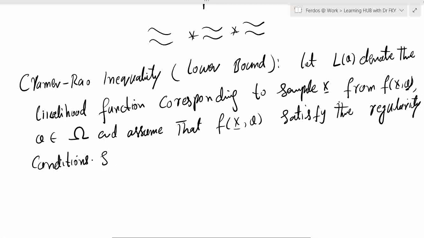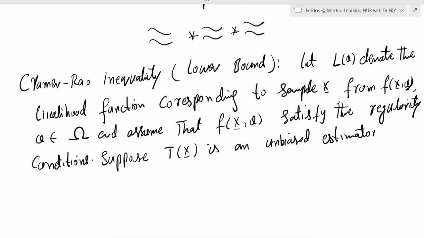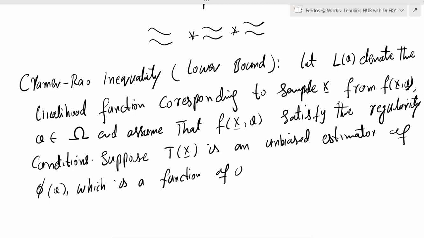Suppose T of x is an unbiased estimator of some function of the parameter. We denote that by phi, which is a function of theta.